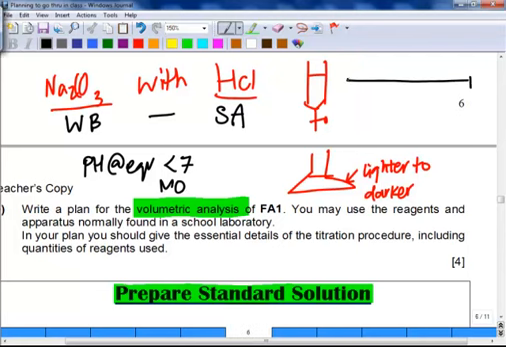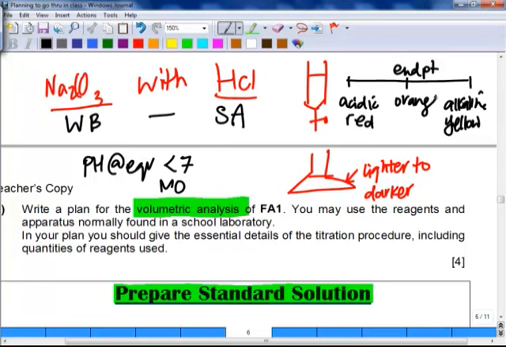Methyl orange. In acidic medium, what is the color? Red. In alkaline medium, what is the color? Yellow. In between at the endpoint, orange. So over here, what color change do you want? Do you want red to orange or yellow to orange? Yellow to orange. Always from lighter to darker, easier to see the color change. So we use yellow to orange.